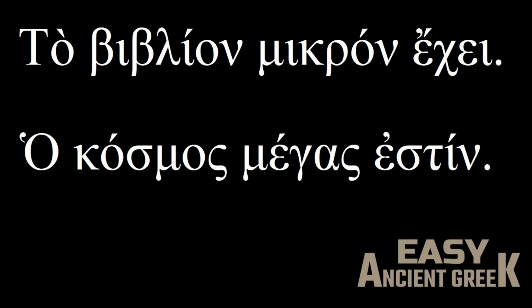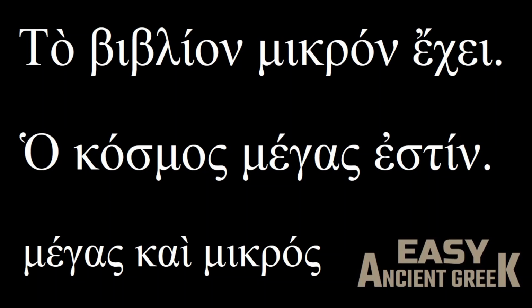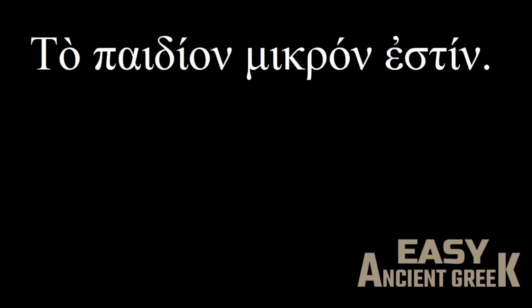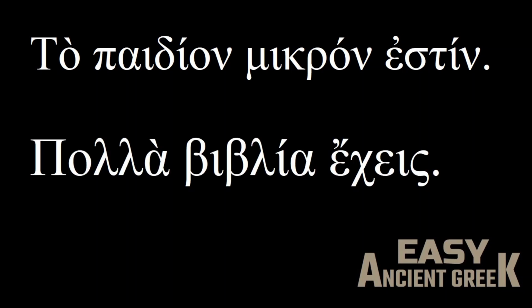So big and small are mejas kai mikros. Pretty easy, right? So how do we say the child is small? To paidion mikron estin. And finally, how do we say you have many books? Pola biblia echis.